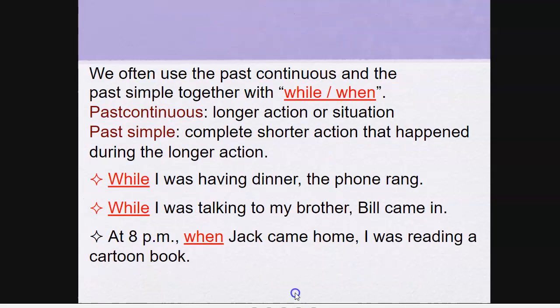So, we often use the past continuous and the past simple together with while, when, and so on. The past continuous shows a long action or situation. The past simple shows complete, short actions that happen during the longer action. While I was having dinner, the phone rang. While I was talking to my brother, Bill came in. At 8 p.m., when Jack came home, I was reading a cartoon book.